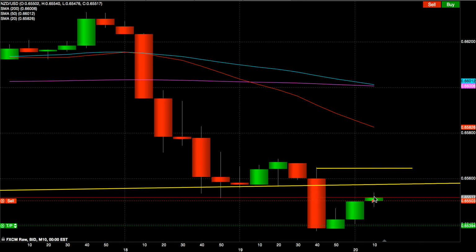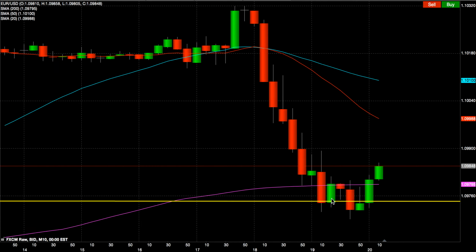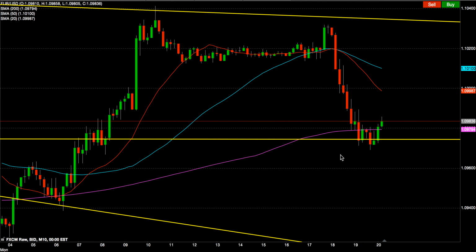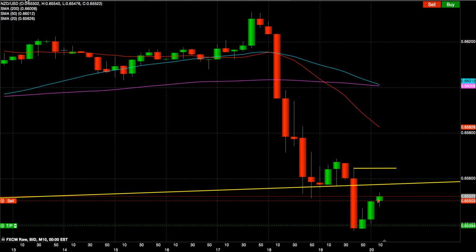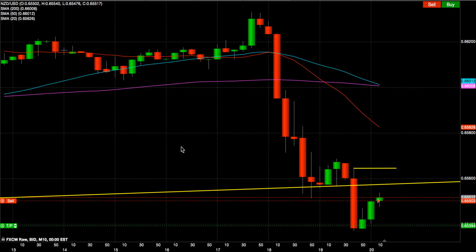All right, you didn't see it, but I did pick up a bit more on the short side. You can see a nice move up here on the euro dollar. So yeah, this looks like it maybe will give us a bounce after all, which means that the New Zealand dollar may go up with it, although I think it's looking weak.